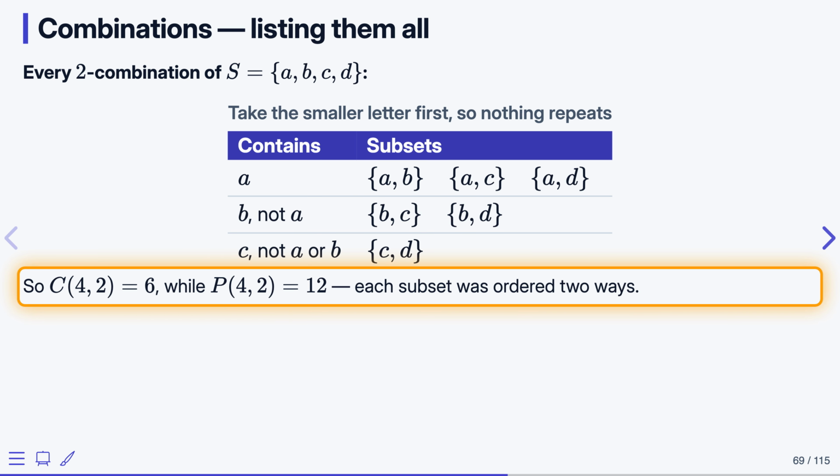Count them. 6 subsets, so C(4,2) is 6. Compare that with P(4,2), which is 12. Every subset of two elements can be written in two orders, so the ordered count is exactly twice as large. That factor of 2 is r factorial, and it is the whole difference between the two formulas.